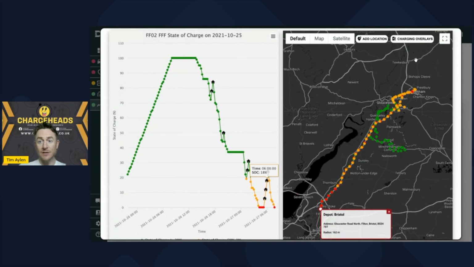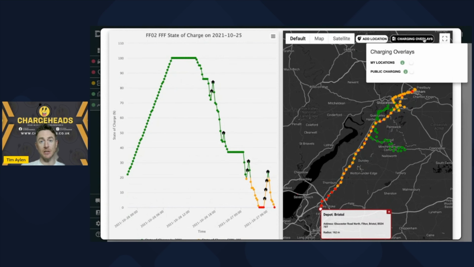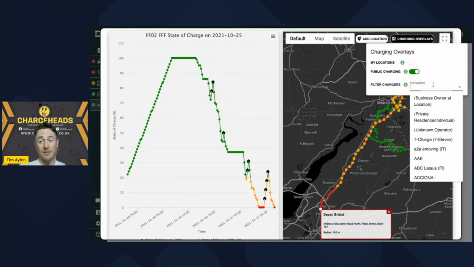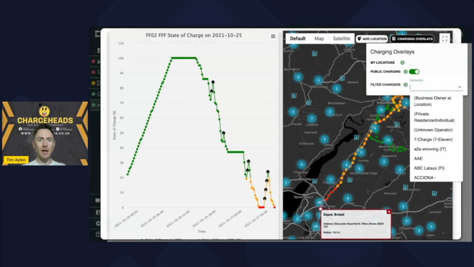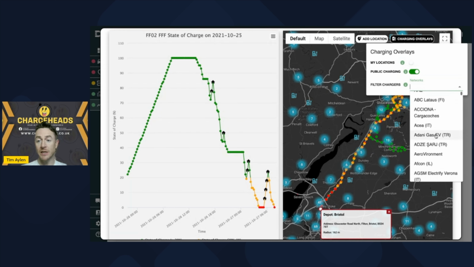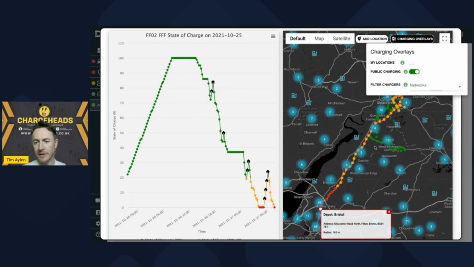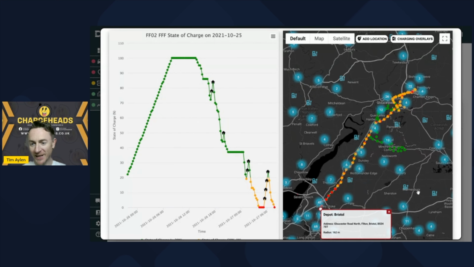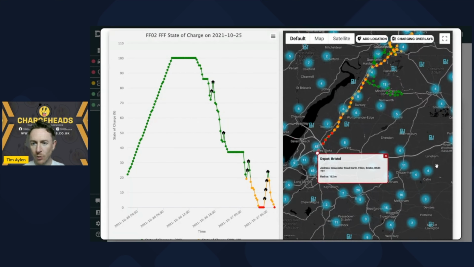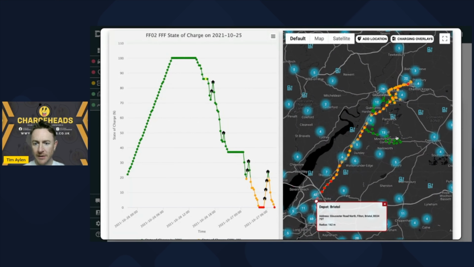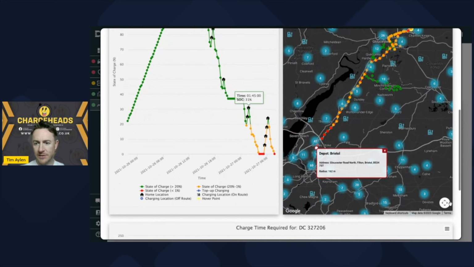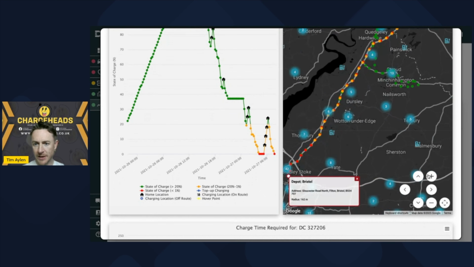Okay, so what we can do is overlay public charging. So rather than putting money into your own charging, you can utilize public charging. You can even specify a particular network. So you might have a Shell or BP card, or you want to deal with a particular charge point operator, CPO, or in this case, we'll just put them all on there. Happy days. So what we can do quite easily is understand where it is. I'm just going to zoom in to make it a bit easier.